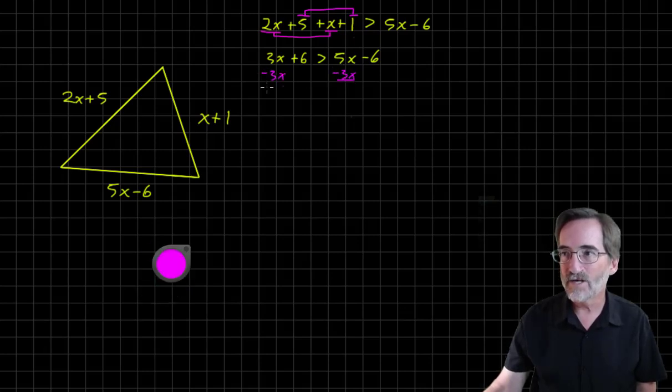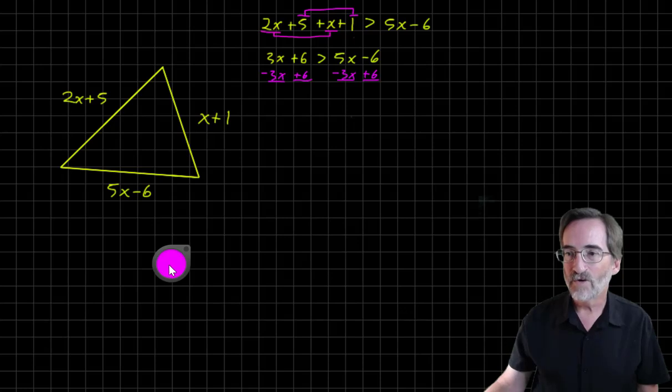Anything you do to one side, you do to the other. All right? And likewise, I'm going to do the opposite of minus 6. I'm going to add 6 to both sides to eliminate that minus 6. And here's what happens when you do that. We get 3x minus 3x, which is 0x. We get 6 plus 6, which is 12.